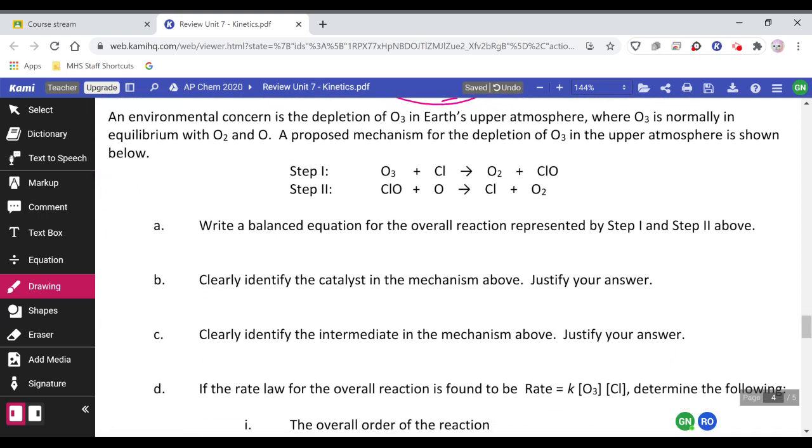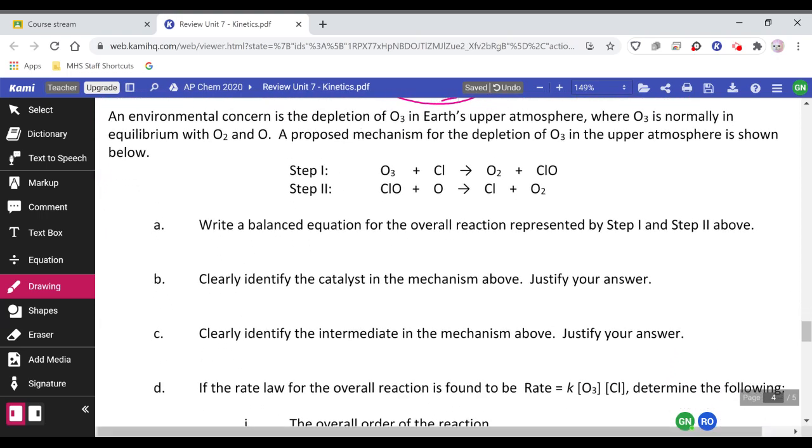Okay, for the free response. Again, we have some elementary steps there. It says an environmental concern is the depletion of O3 in the Earth's upper atmosphere, where O3 is normally in equilibrium with O2 and O. A proposed mechanism for the depletion of O3 in the upper atmosphere is shown below. Okay, so there are our steps. It says write a balanced equation for the overall reaction.